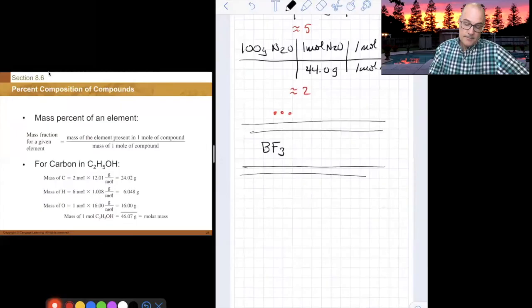All right. Let's now talk about mass present as a composition.